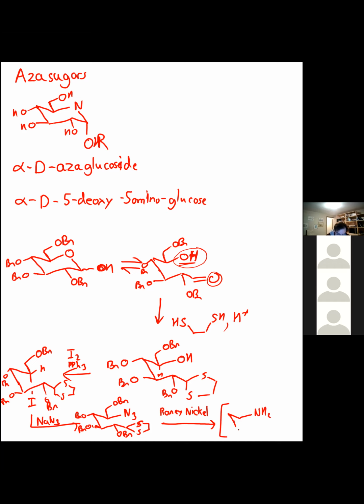So this would create NH2 because it would burn down your azide. It actually would probably burn off all your benzyl groups too, depending. If you did it cold, you might be fine. Let's leave them on for now.